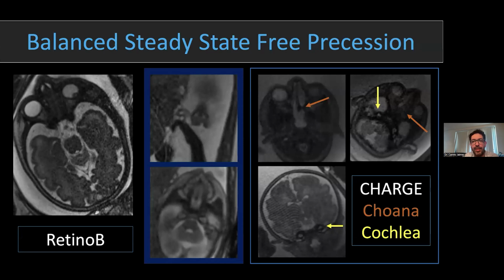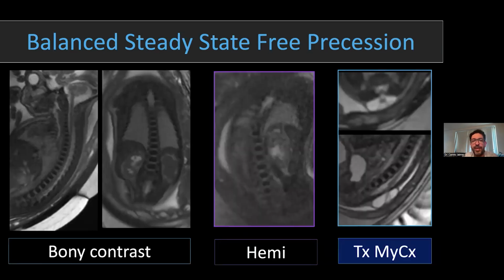That's our second case. Our third case is a case of CHARGE, and you see choanal atresia. You get to see that bony plate in the choana. You get to see that the cochleas are not normal. And you get to see that baby actually has polyhydramnios, but still the steady state free precession images showed up very nicely for us. I'm also a big proponent of those steady state free precession images to look at the spine. I think the detail is great.